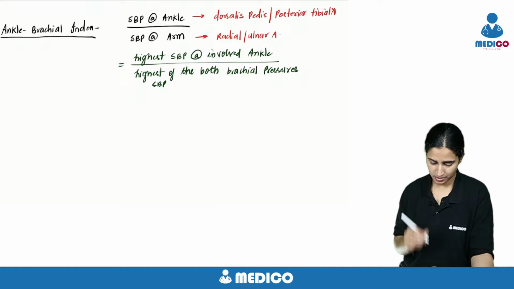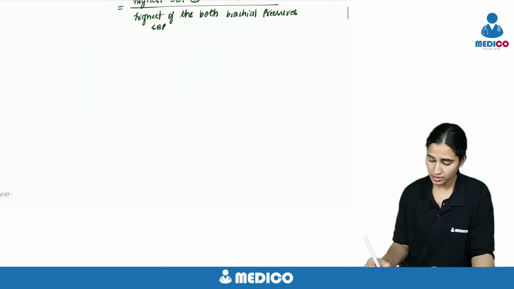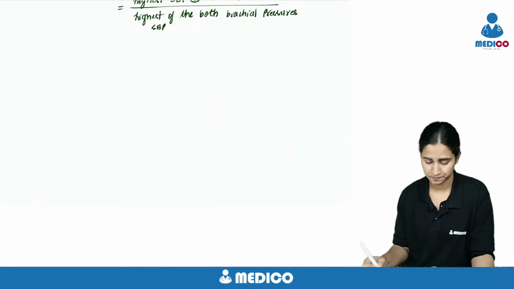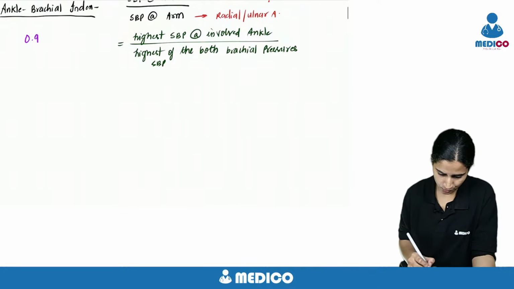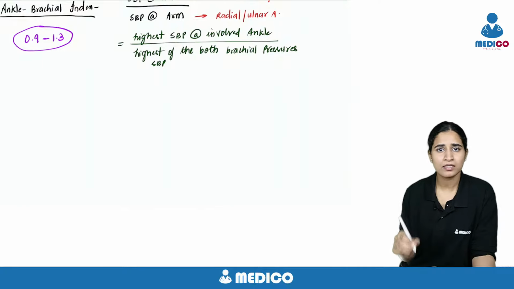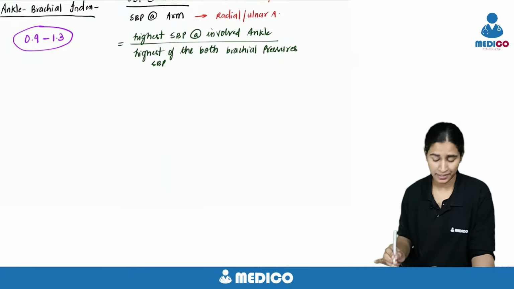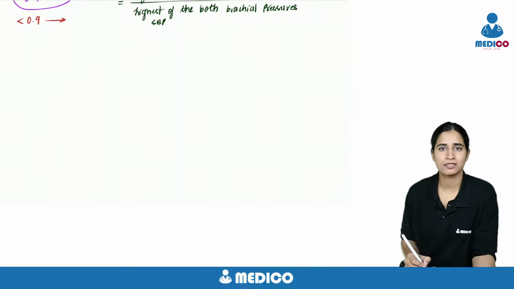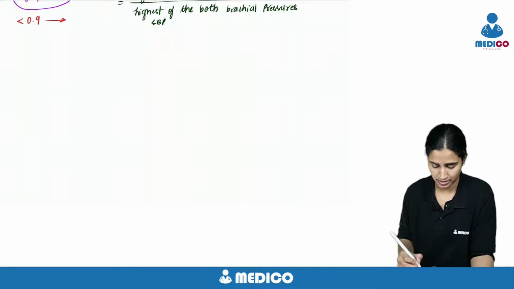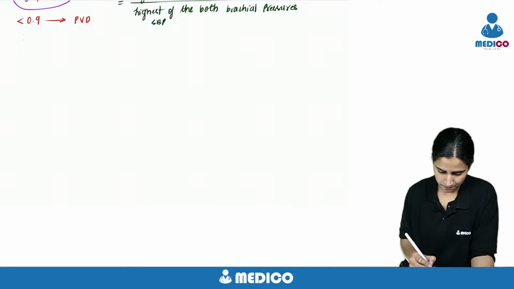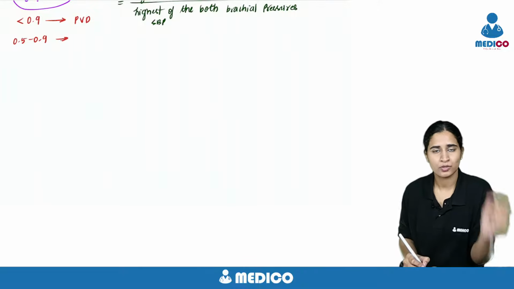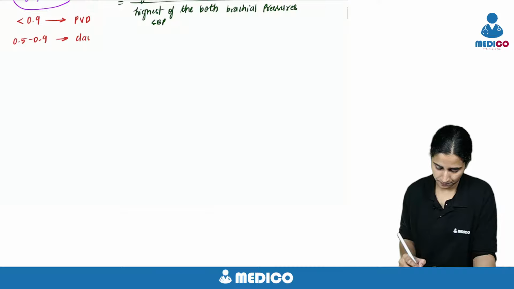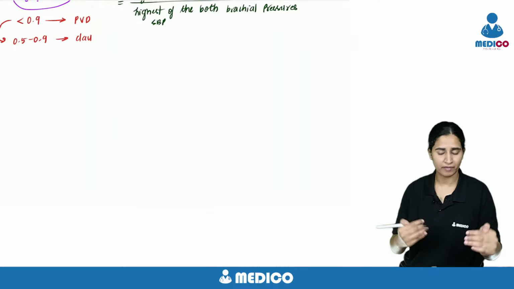So this is what the ankle brachial index is. What is the normal ankle brachial index? It is 0.9 to 1.3. So in this given question, the ankle brachial index is 0.6, right? So it's low. If it is less than 0.9, it means that limb is having a peripheral vascular disease. And if it is 0.5 to 0.9, it means that the patient will have claudication pain. So less than 0.9, I'm dividing.